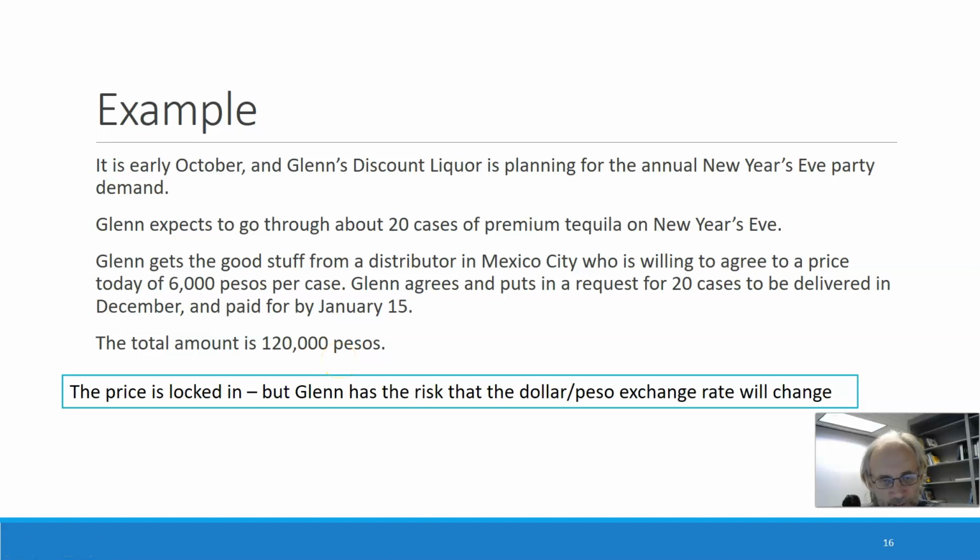Now we've agreed on a price, but the purchaser has a business in the United States and has profits or losses in dollars. The seller is in Mexico and wants to receive pesos. So from the purchaser's point of view, they've locked in the price, but in pesos. And so they're concerned about what's going to happen to the dollar-peso exchange rate. If it moves the wrong way, they could end up spending more dollars than they want to on purchasing this product.